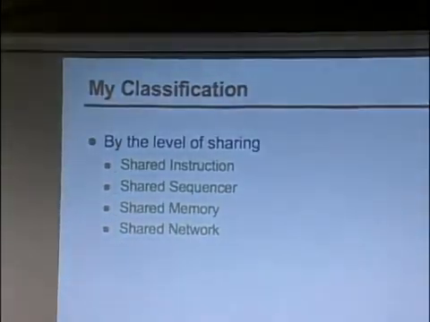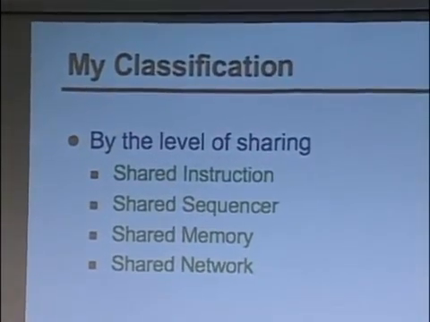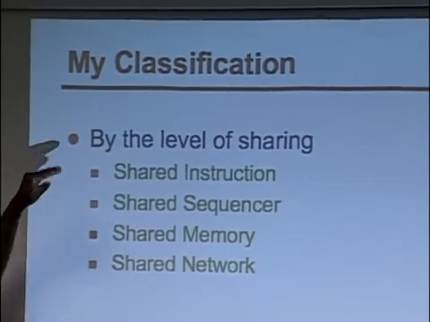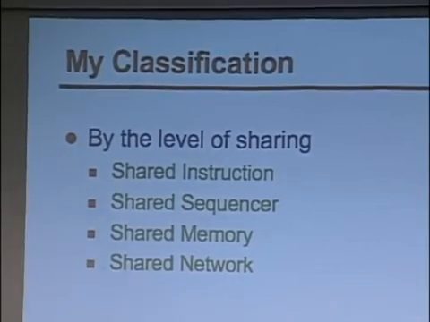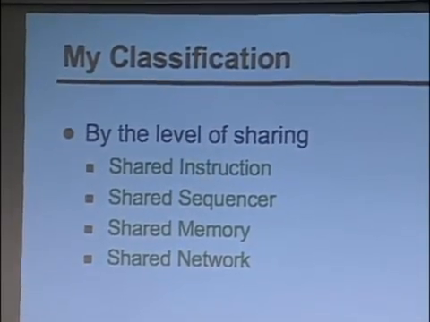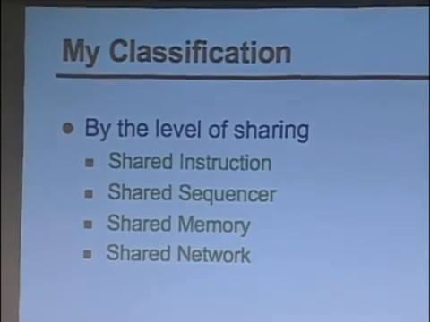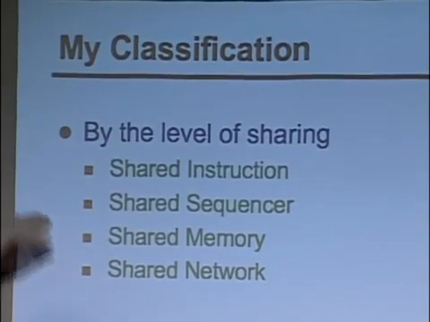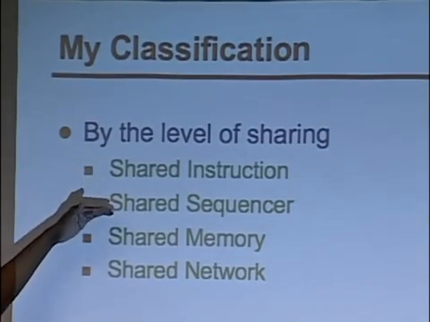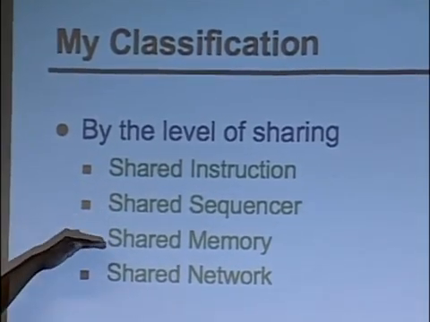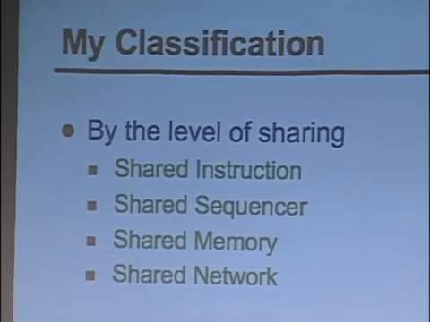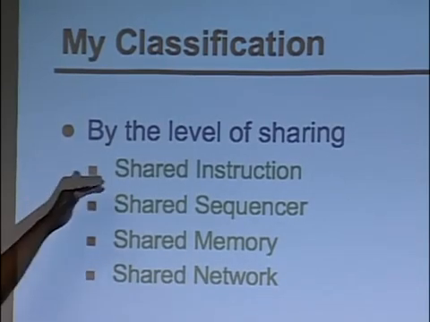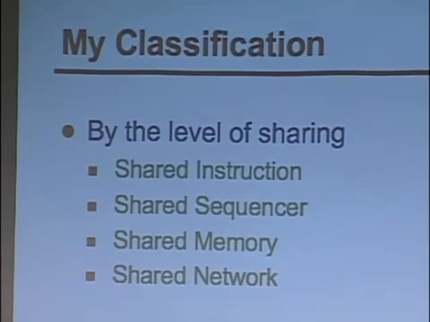So I was thinking, how should I do this? I came up with a new way of classifying. My classification is, what's the last thing you are sharing? Because when you are running something on a single machine, some things have to be shared, and some things have to be separate. So are you sharing instructions? Are you sharing the sequencer? Are you sharing the memory? Are you sharing the network? This fits many things nicely into this model. So let's go through this model and see different things in here.